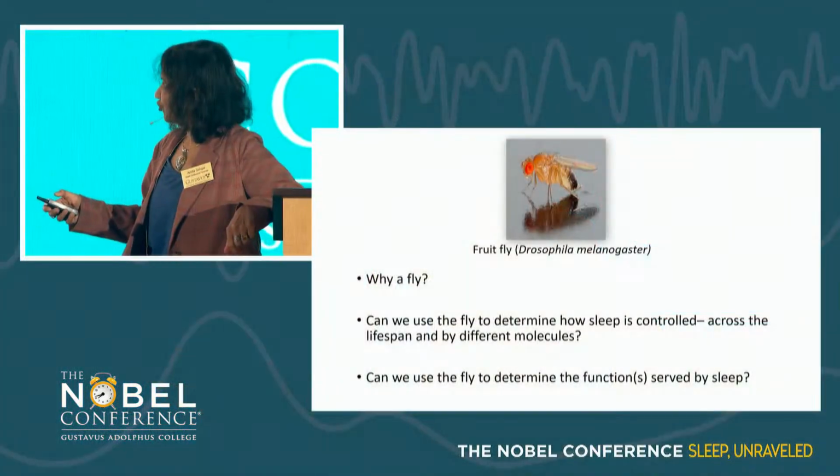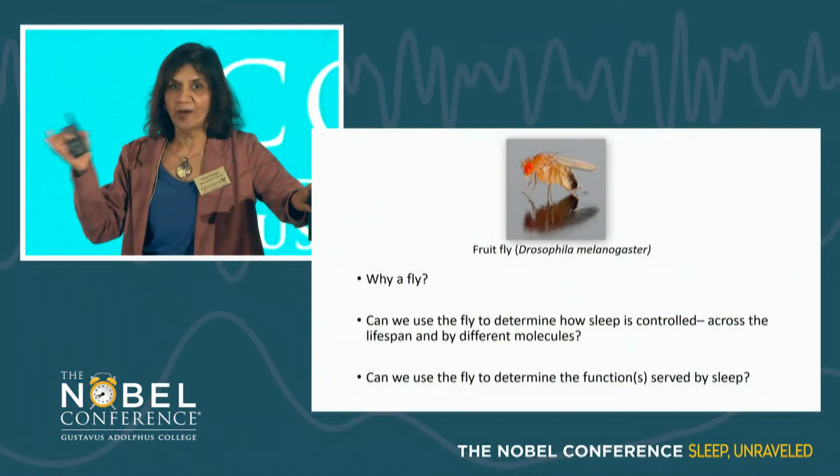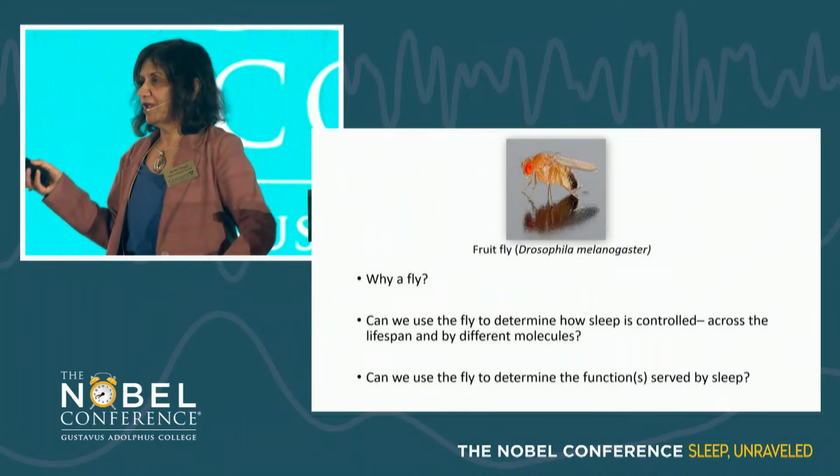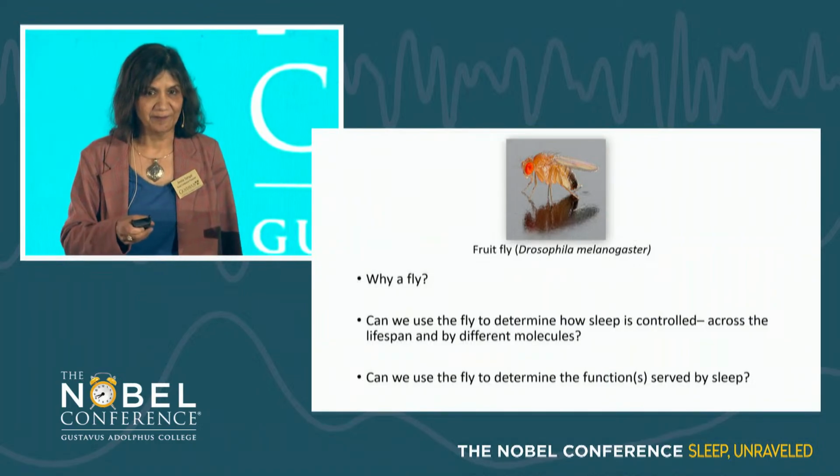So you heard that this is what I'm going to be telling you about, using a simple animal model to understand how and why we sleep. And as you just heard, this simple animal model is what is commonly known as the fruit fly, and its biological name is Drosophila melanogaster.